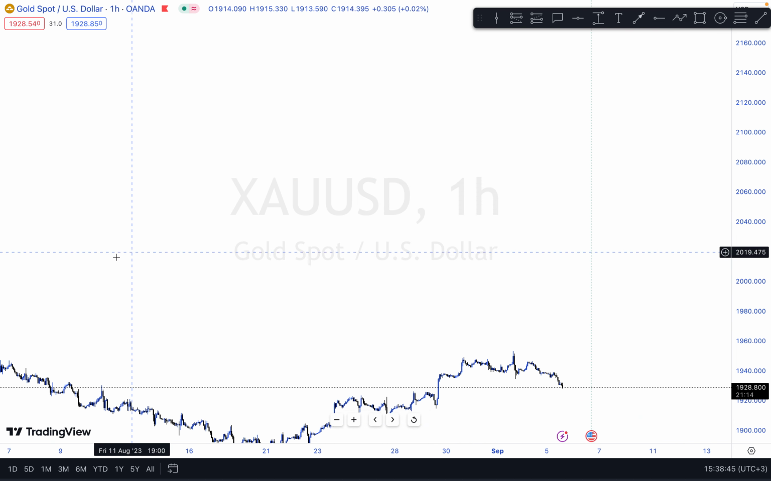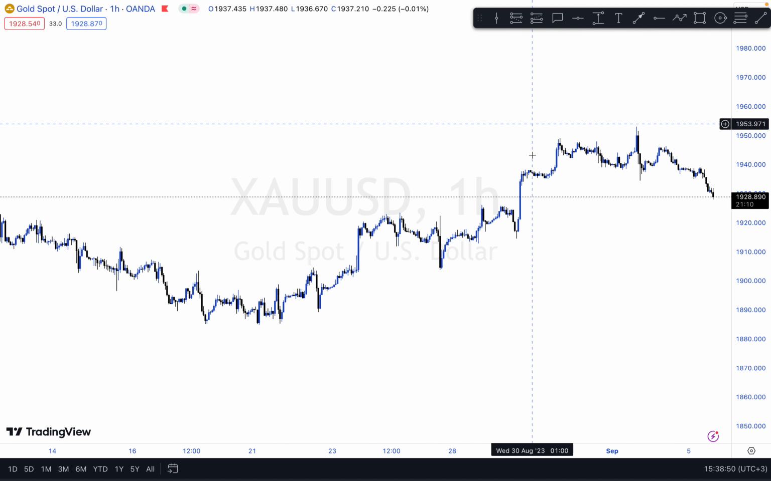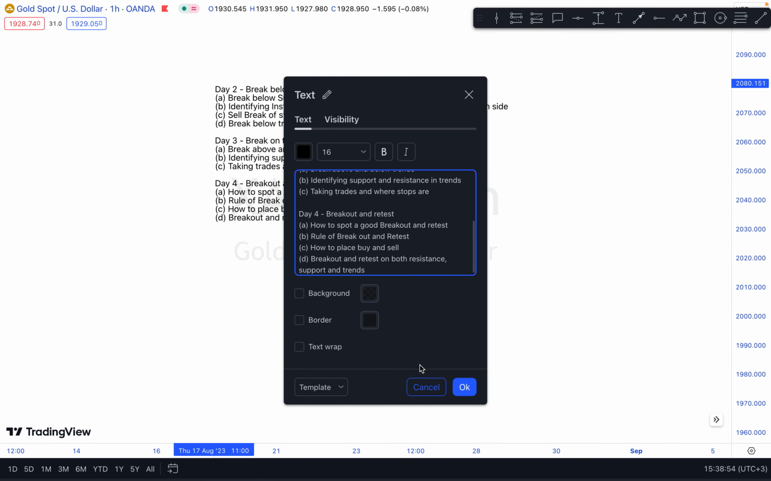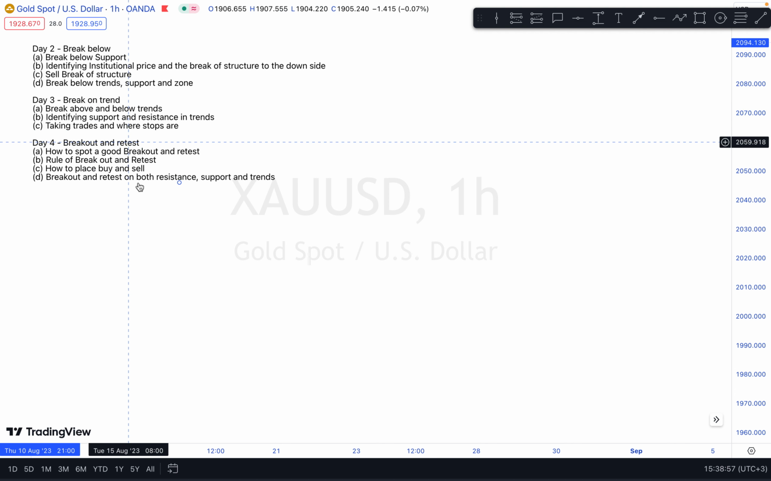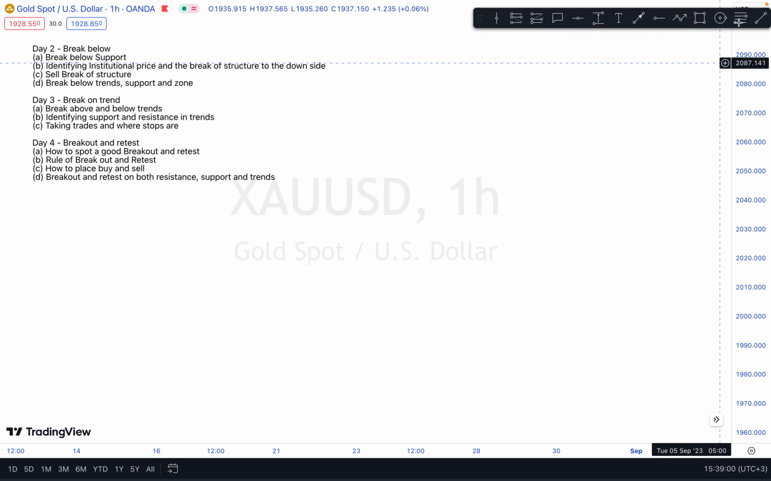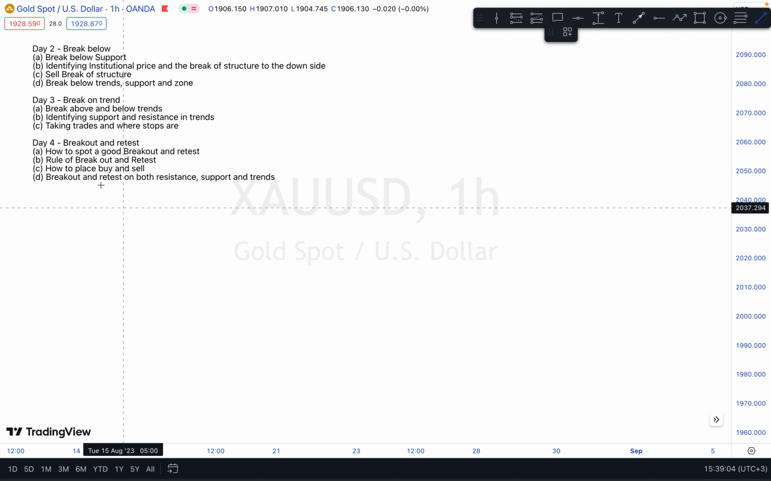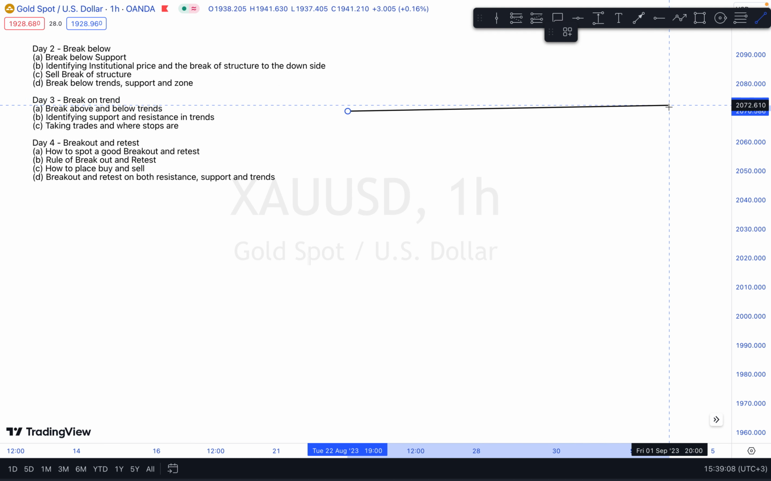Let's go to breakout and retest, so we can understand that as well. Okay, the breakout and retest, both on the sideways, the buy trend and the selling trend, and then how to place a buy. Okay, we are going to look into that.